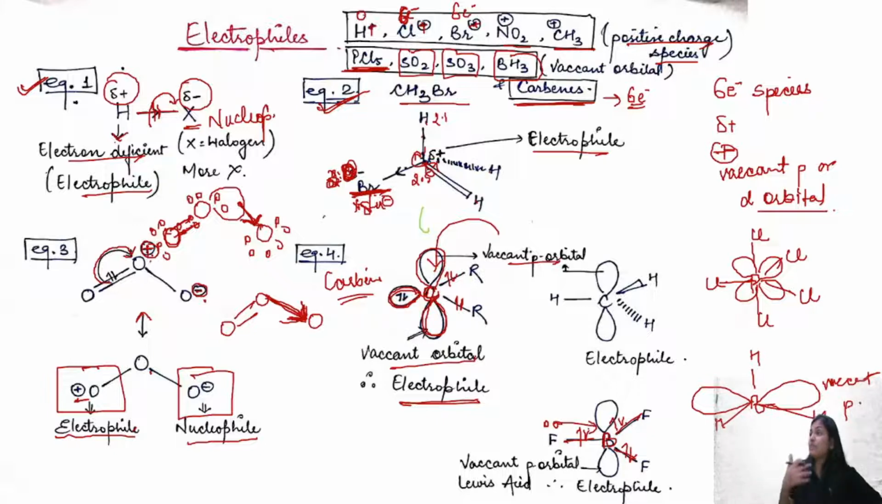So why is there a back donation? The reason being the fluorine has a lone pair and the boron has a vacant p orbital. So here we have a vacant p orbital, and this boron is said to be electrophilic in nature.